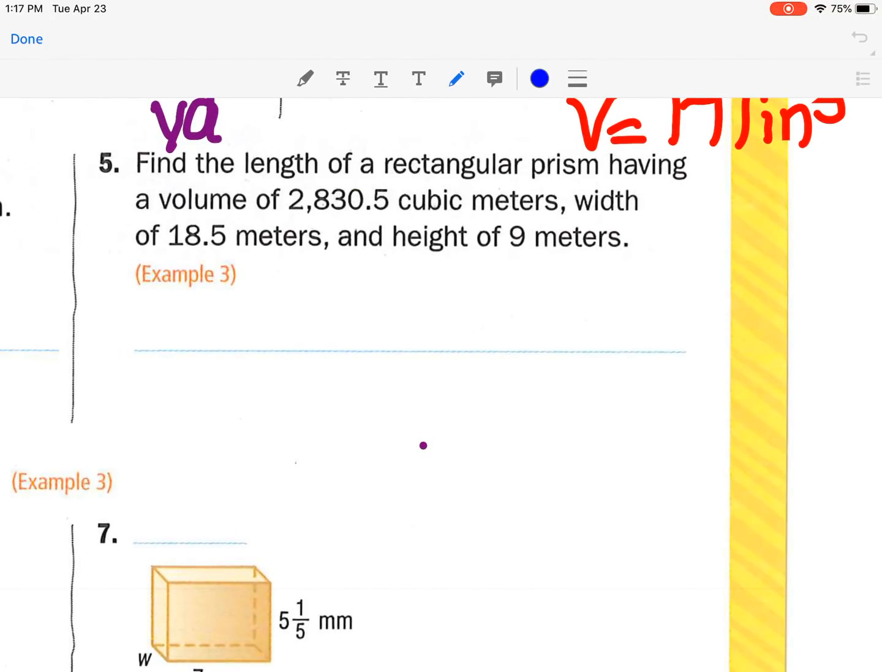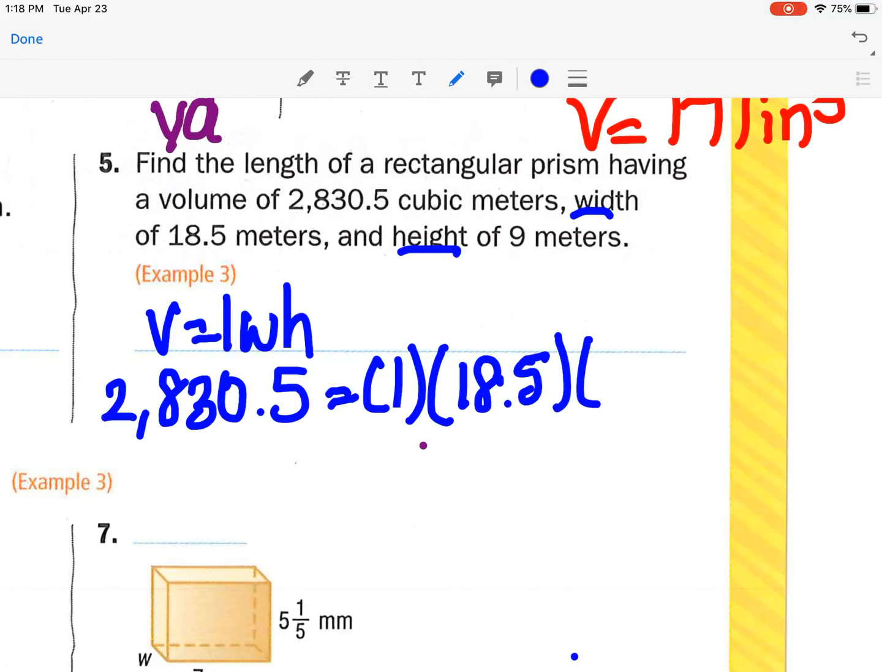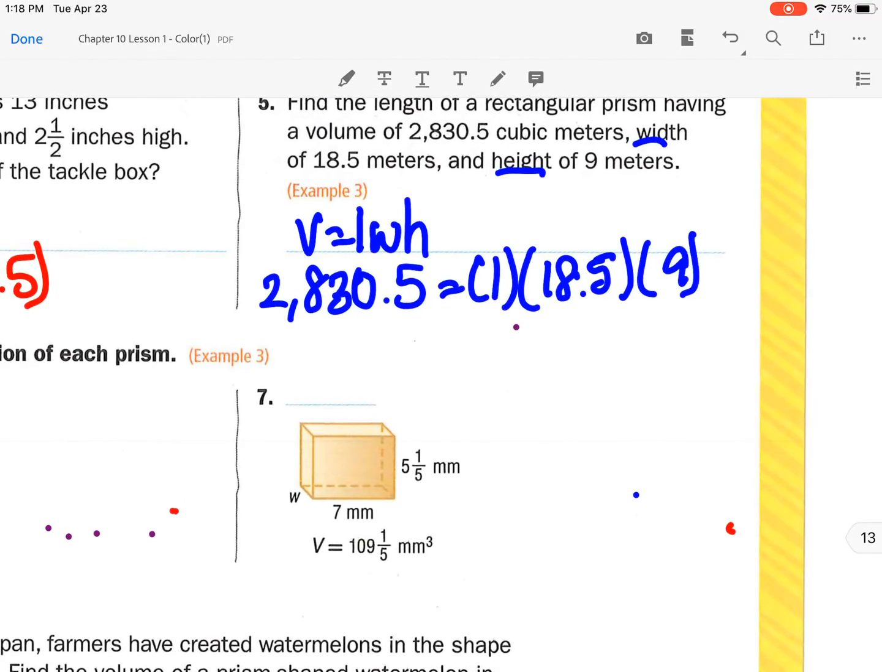All right, let's take a look at number 5. Number 5 is find the length of the rectangular prism having a volume of 2,830.5 cubic meters. So let's go V equals length times width times height. They are telling us the volume, which is 2,830.5 equals, it has a width and a height, which means we are missing our length. So we're going to keep the L there. Our width is 18.5 and our height is 9. So we're going to take 18.5 times 9.